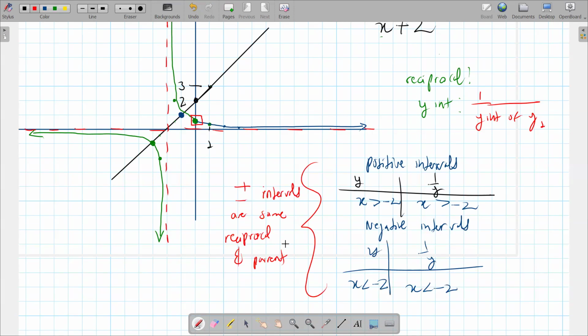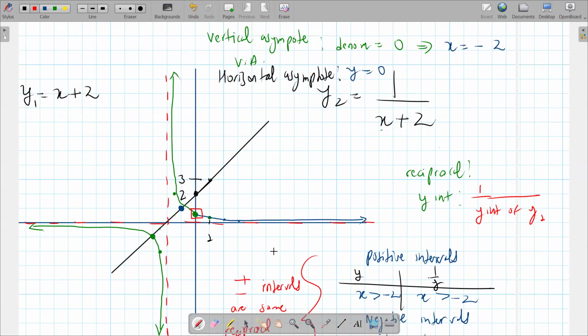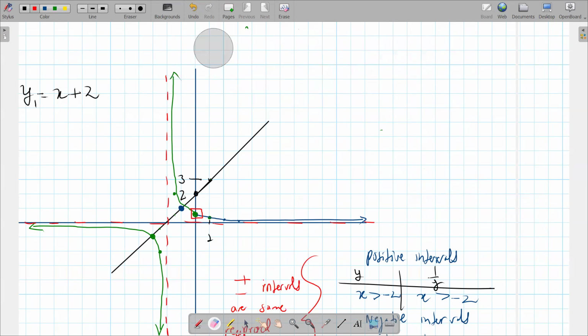Now, a little bit more complicated is increasing and decreasing intervals. So you know what the function is. Let's talk about increasing and decreasing. So let's focus on y. When is y increasing? When is it decreasing? We're talking about x plus 2, the linear function. When is this function increasing? When is the slope positive? Increasing just means when is the slope positive?